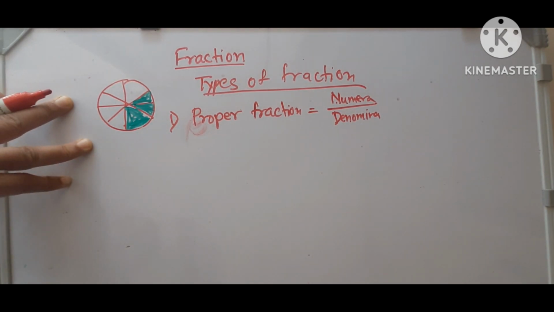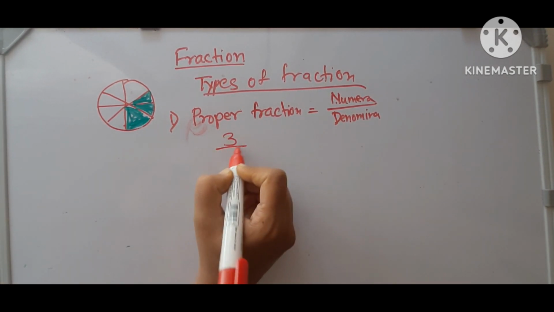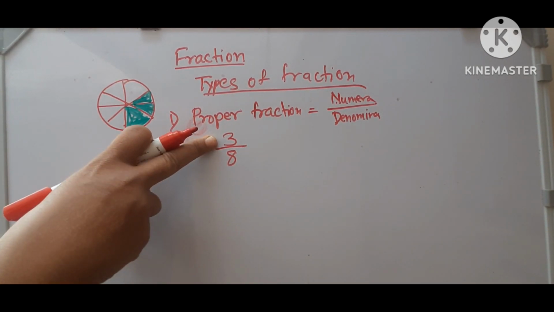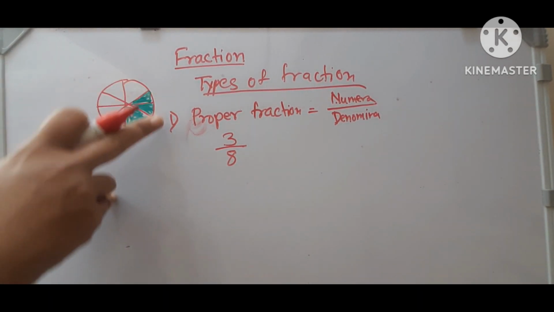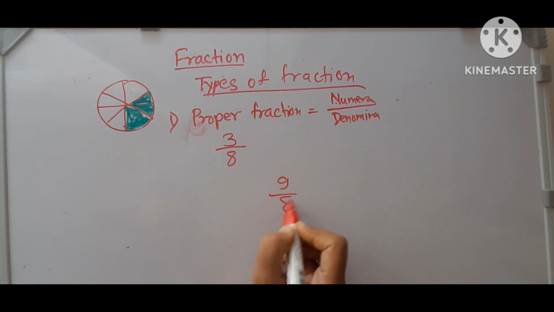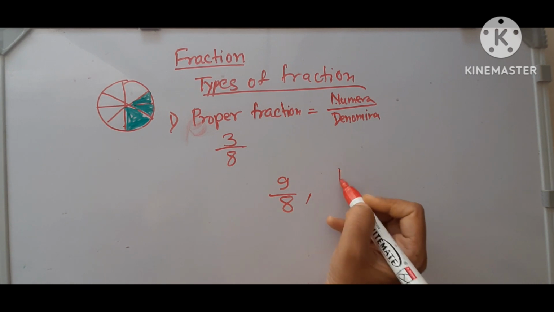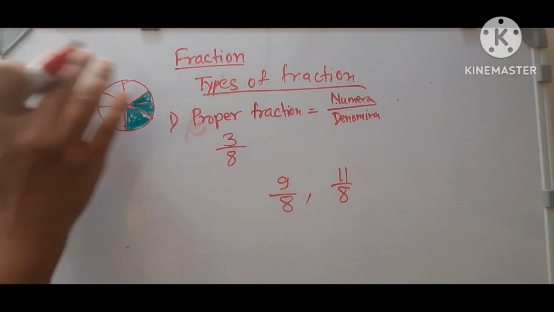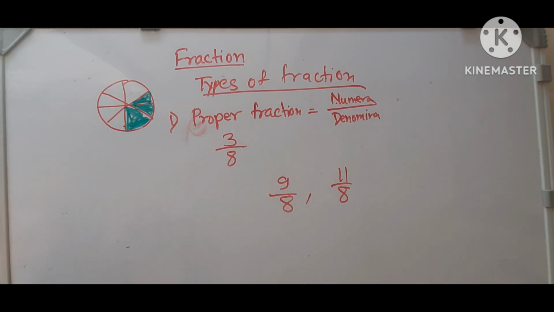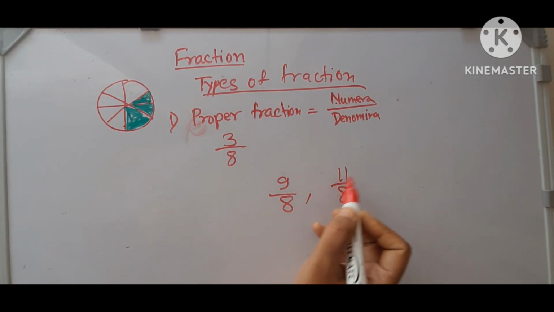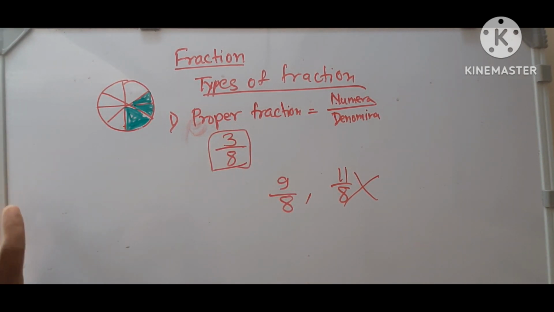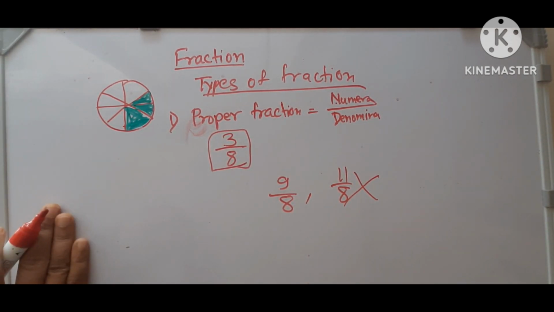So in this case, what we have said is 3 by 8 of the pizza is eaten. Here the numerator 3 is smaller than the denominator, the complete part. We can't say that 9 by 8 of the pizza is eaten, or 11 by 8. The total slices themselves are 8, so how can we say 9 of the 8 is eaten? These are not proper fractions. 3 by 8, 4 by 8, 5 by 8, where the numerator is smaller than the denominator, are proper fractions.